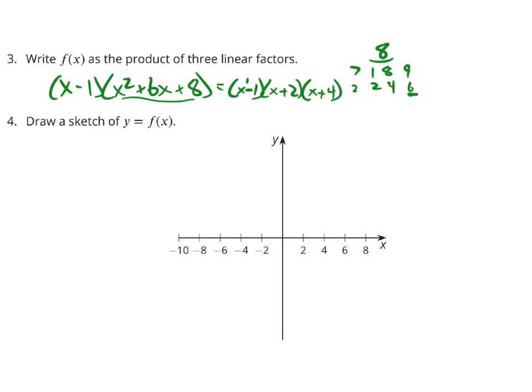Now, to go from factors to intercepts, we switch the sign. So we've got positive 1, negative 2, and negative 4. I think that was positive x cubed. So it's going to look something like this. It's going to look something like that.